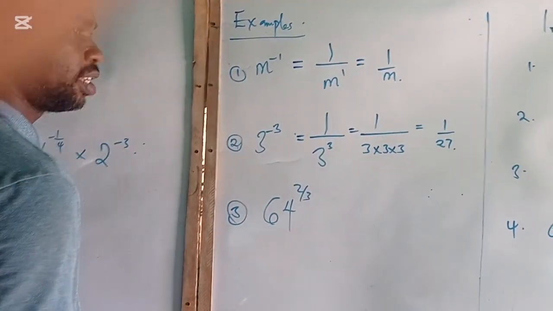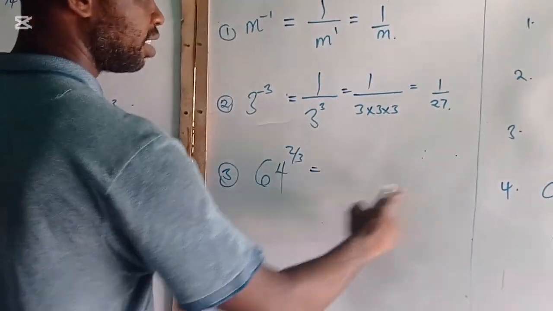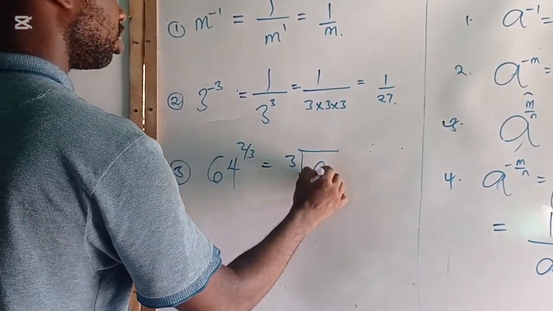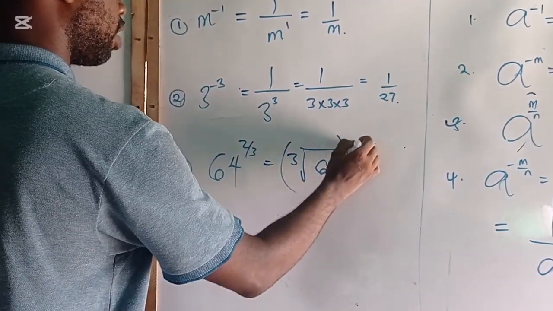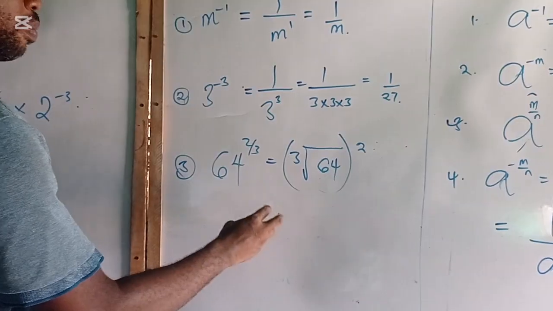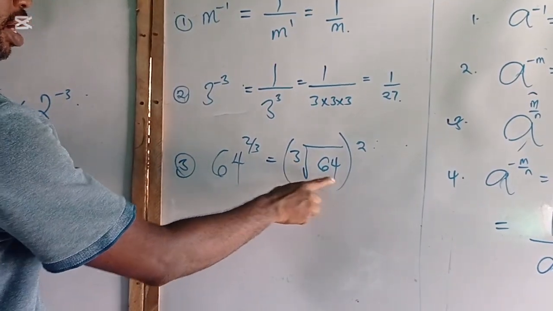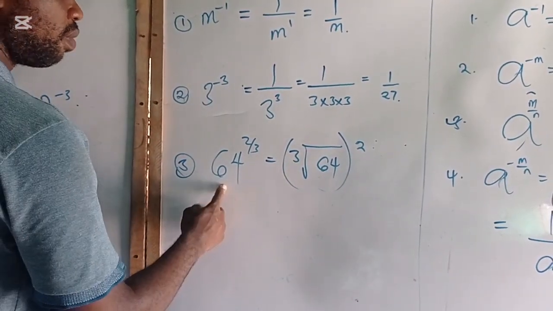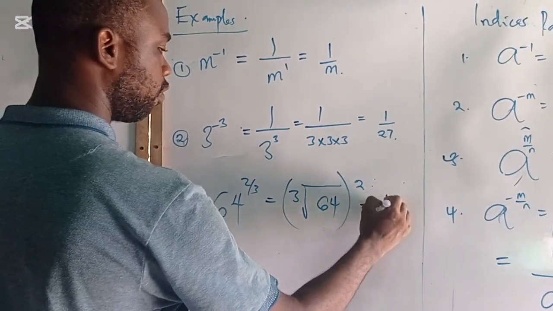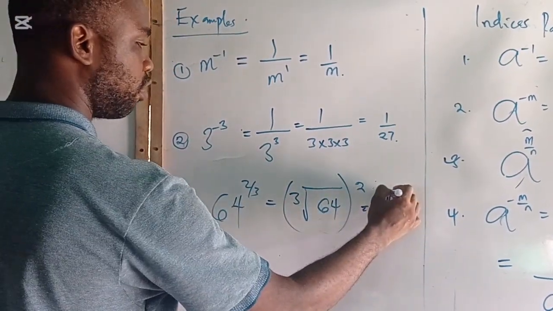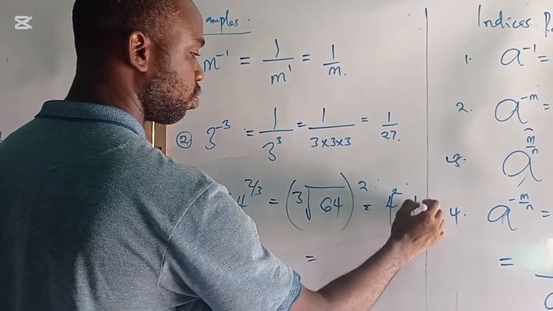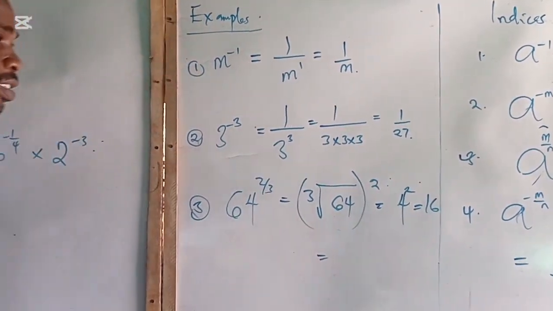That takes us to number 3. So we have cube root of 64 all to the power of 2. Meaning, what number will you multiply by itself 3 times that will give you 64? The number is 4. So you now have 4 raised to power 2. Of course, 4 raised to power 2 is 4 times 4, which is equal to 16.